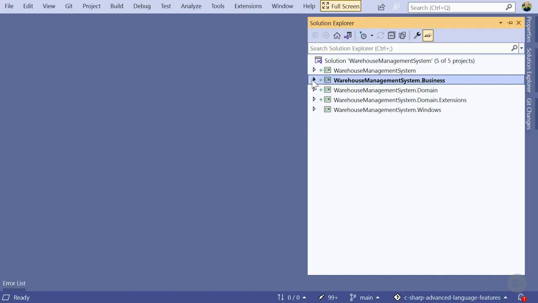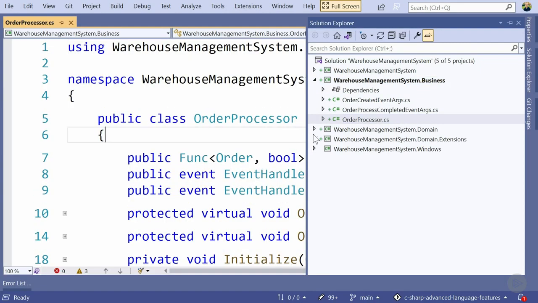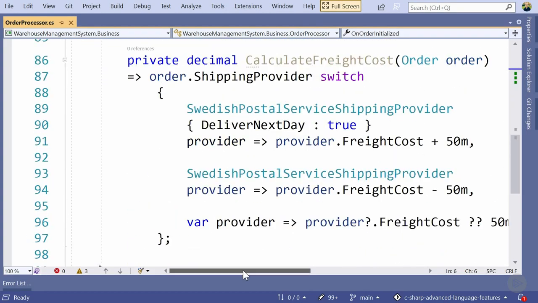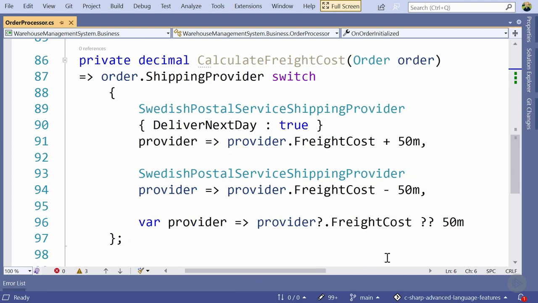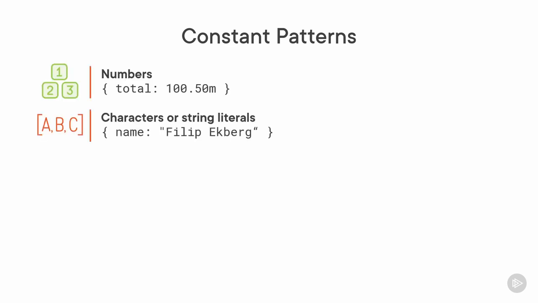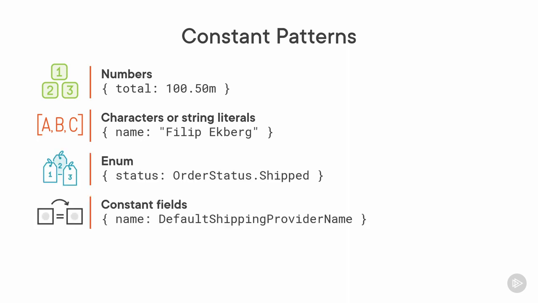You may not always want to rely on the way the object is deconstructed to write a pattern that matches a given property. In the order processor, where the freight cost is calculated, you saw that the property pattern was being used. The property value is matched against something known as a constant pattern. This used a Boolean to match the value of the property. Other constant patterns could be, for example, numbers, characters, string literals, enums, or a constant field.